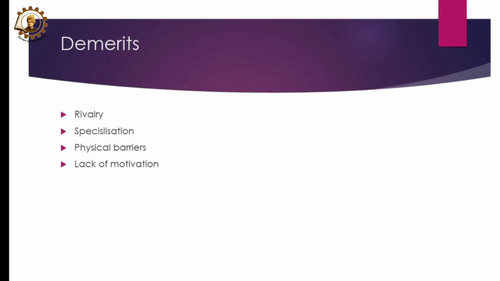The other area is the physical distance. It's the physical barrier. Supposing accounts is stationed in the head office and the production unit is far away from it in the factory area, interacting on a daily basis may be a problem.